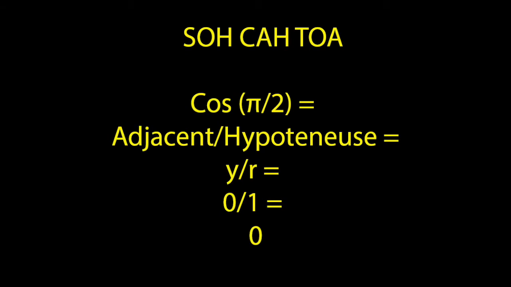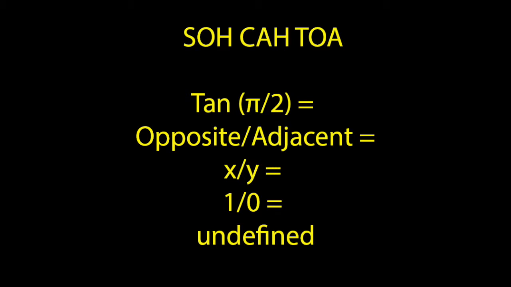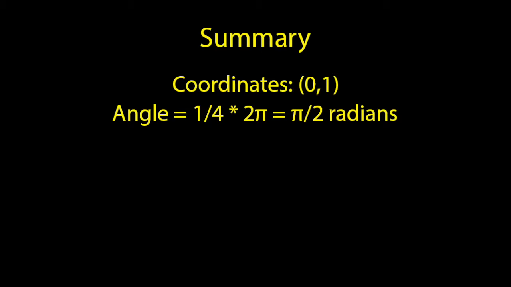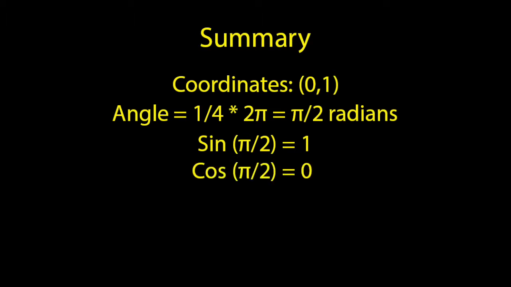Next, cosine of pi over 2 is the length of the adjacent side divided by the length of the hypotenuse, or 0 over 1, 0. And tangent of pi over 2 is... Whoops, there's a problem here. 1 over 0 is undefined. So the tangent of pi over 2 is undefined? That's right. To summarize, the angle created by moving 1/4 the way around the circle in terms of radians is pi over 2. The sine of pi over 2 is equal to 1, the cosine of pi over 2 is equal to 0, and the tangent of pi over 2 is undefined.